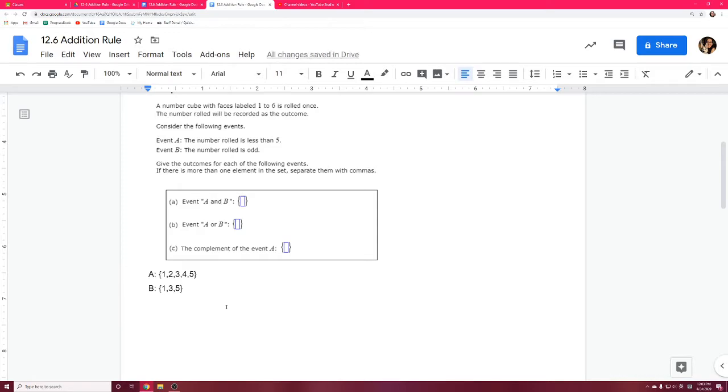And then they ask you to give the outcome for each following event. If there is more than one element in the set, separate with commas. So we're gonna look at A and B.